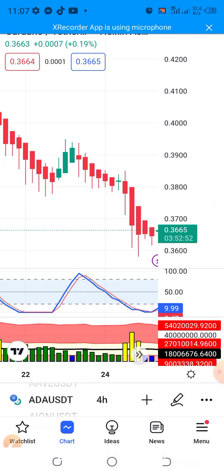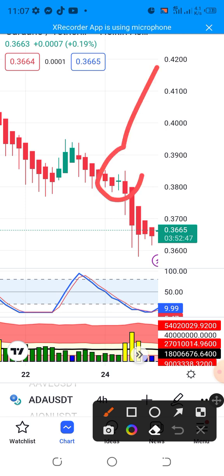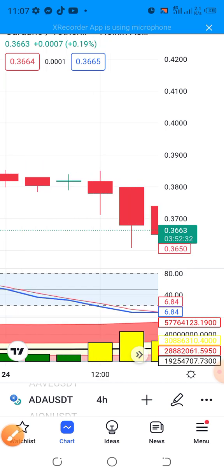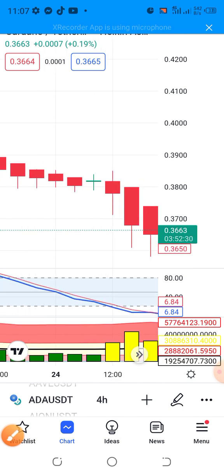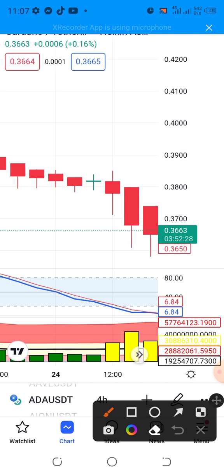It is here, right? It is here. During our chat, we talked about the indecision or long-legged doji. So that is it. You see, it is like a cross. It is like a cross. It has just a small body.